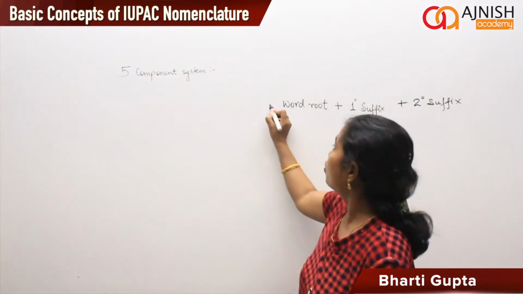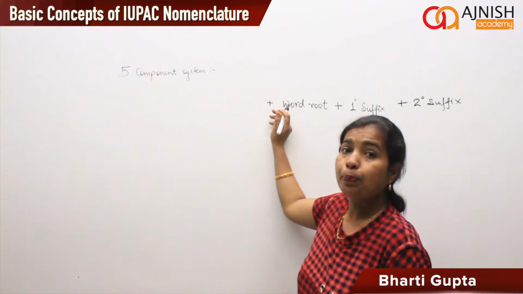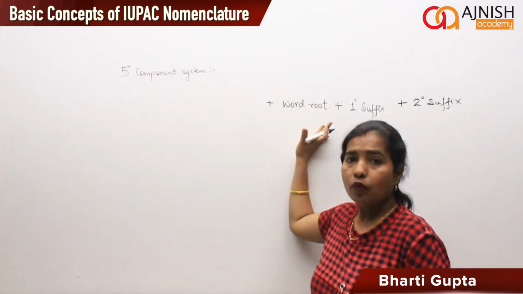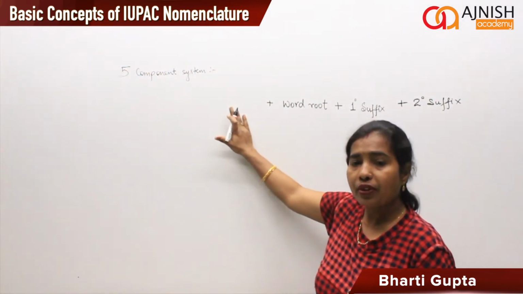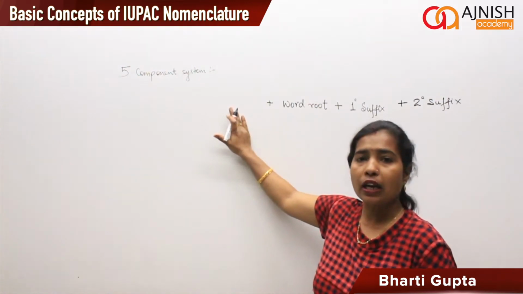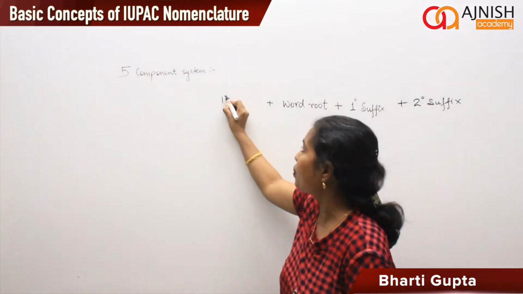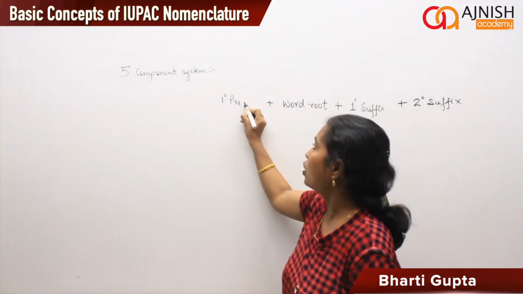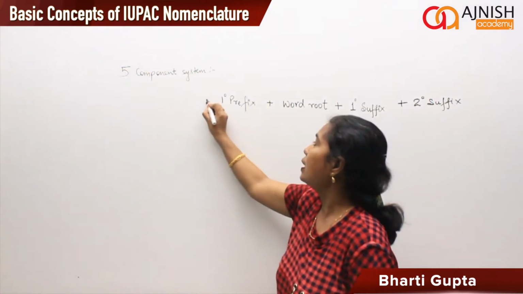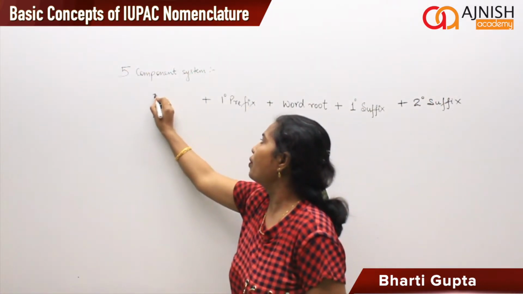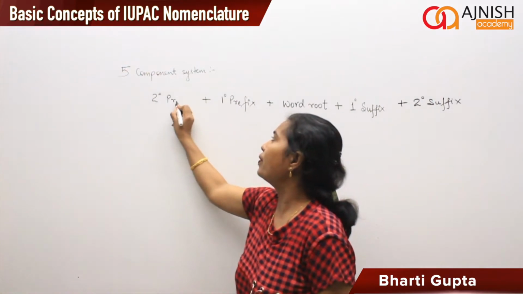Now, before the word root what we place is a prefix. Prefixes are again of 2 types, primary prefix and secondary prefix. Just before the word root we write the primary prefix, and before the primary prefix we write the secondary prefix.